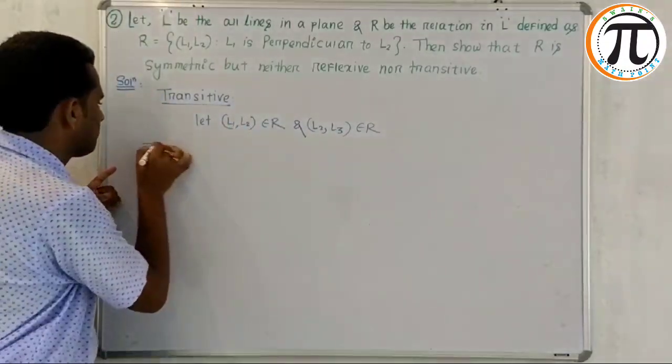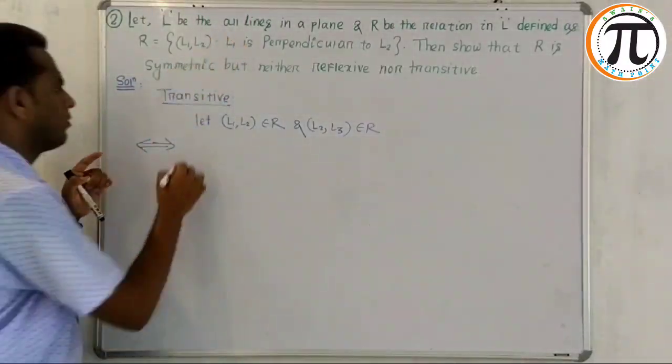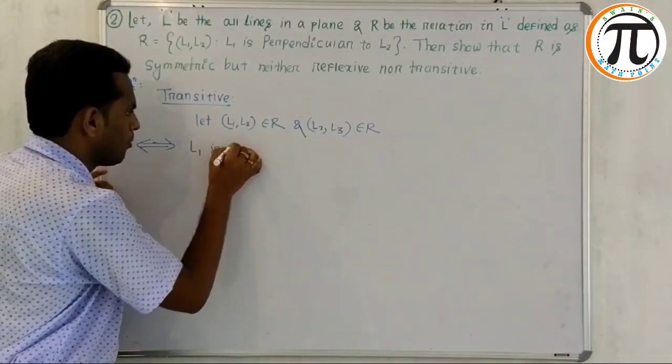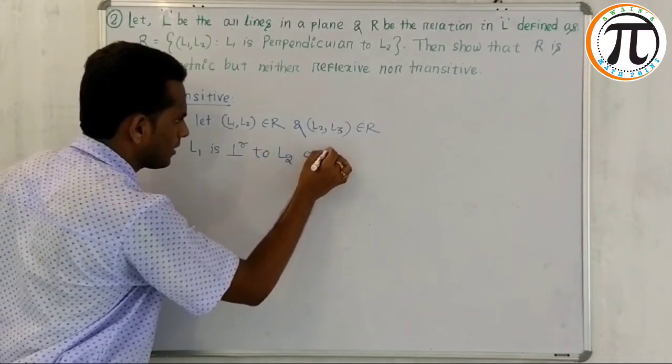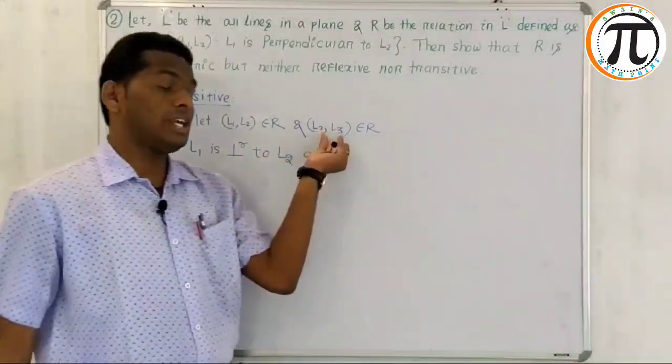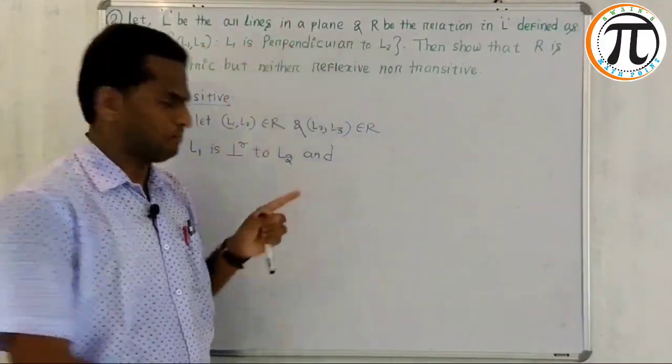So look, first thing, (L1, L2) means L1 is perpendicular to L2, and (L2, L3) means L2 is perpendicular to L3.